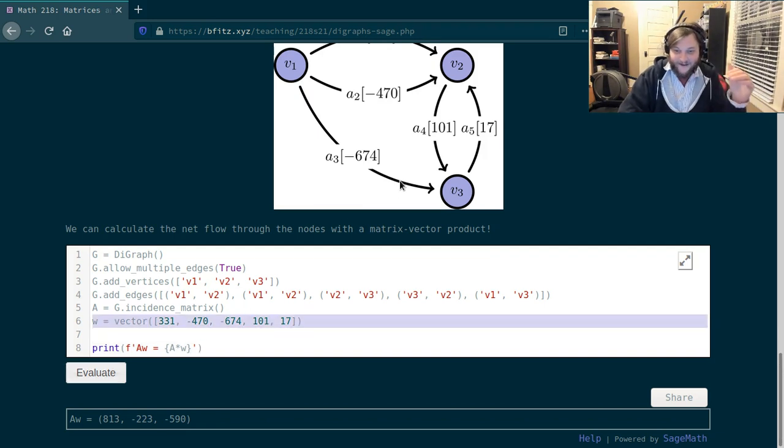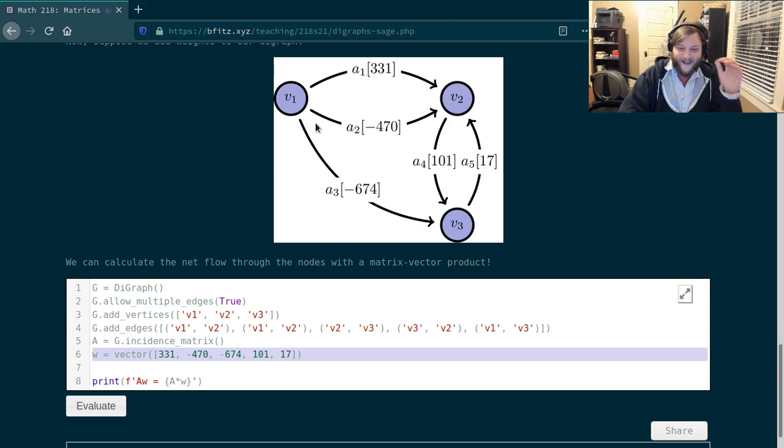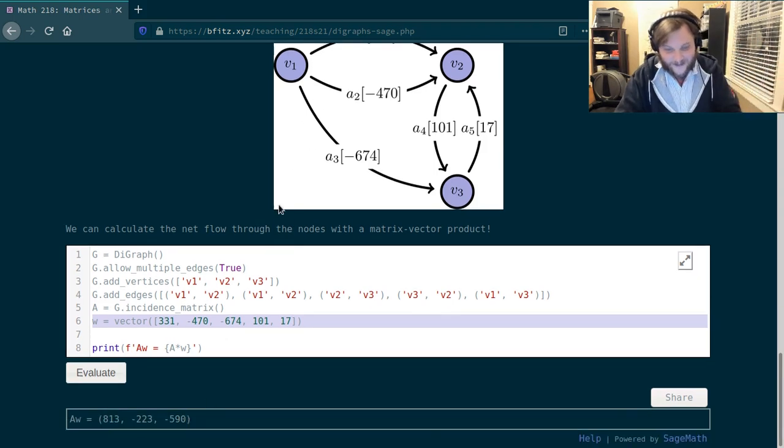The digraph, or the incidence matrix has 3 rows and 5 columns. The weight vector has 5 entries. But when I multiply the incidence matrix by the weight vector, we get a vector with 3 entries, and those 3 entries tell us the net flows through each of the 3 nodes. So it's a really cool application. I mean, this is really one of my favorite applications of linear algebra.